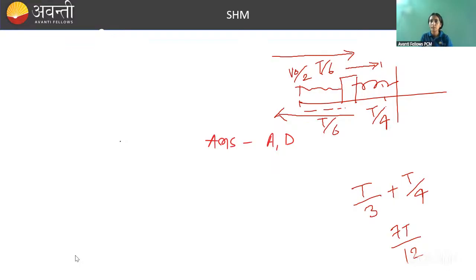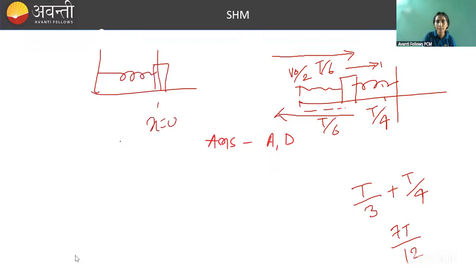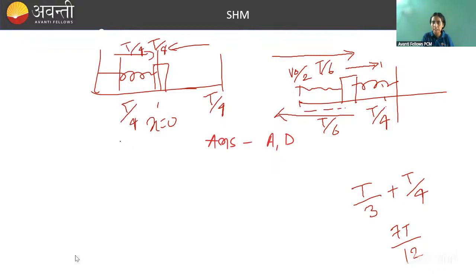क्लियर है? यहाँ से यहाँ जाने में तो T/4 लगेगा, क्योंकि अगर तुम पूरे कंडीशन की बात करो तो यहाँ से अगर स्टार्ट करता है तो एक्सट्रीम पोजीशन जाने में T/4 लगता है, वापस यहाँ आने में T/4, अगेन कॉम्प्रेशन maximum T/4, again here T/4. So overall T. ठीक है?